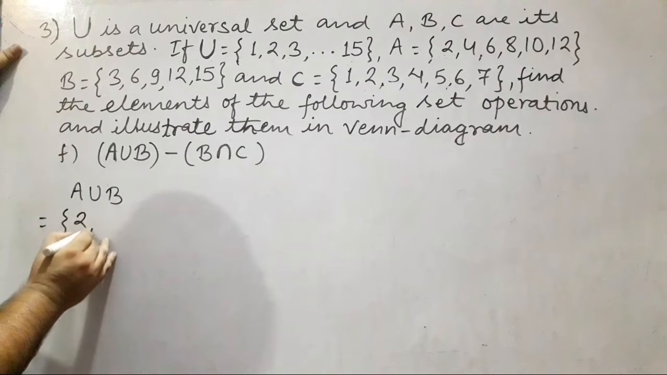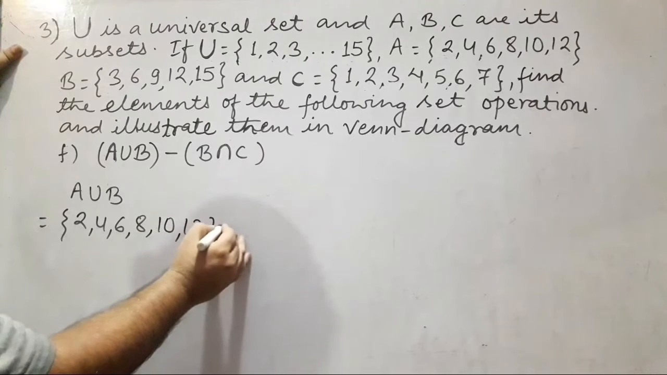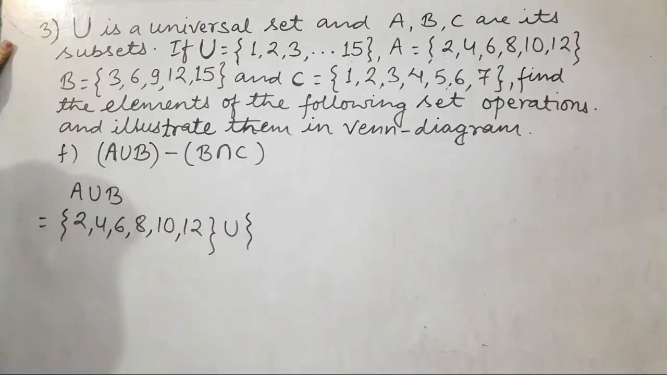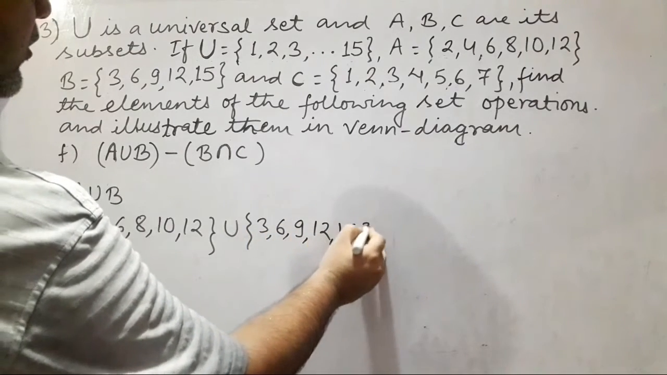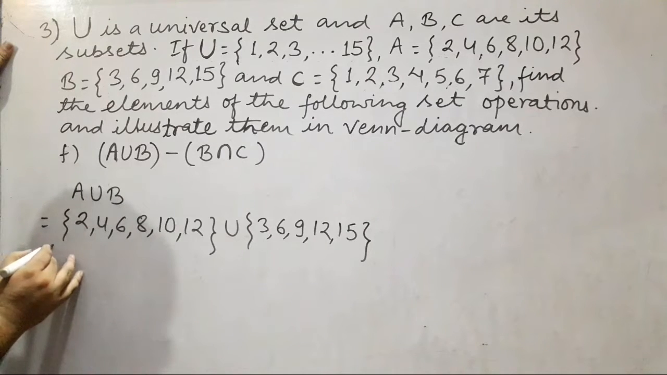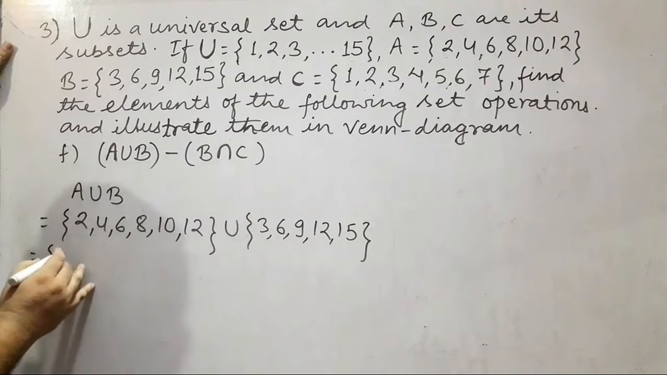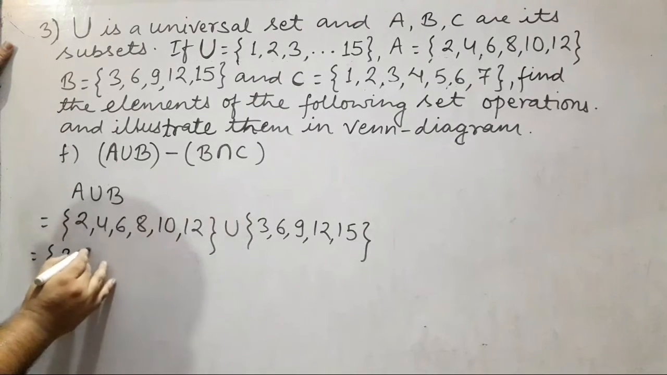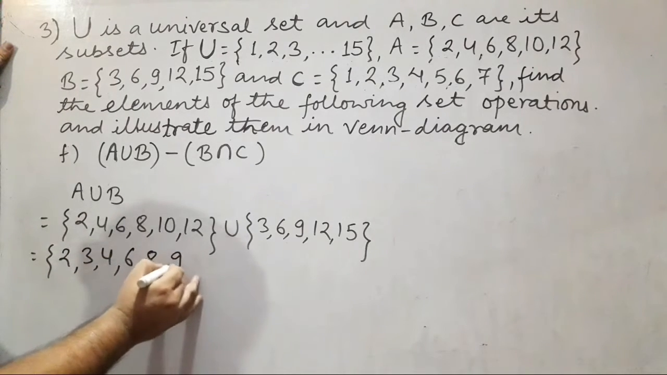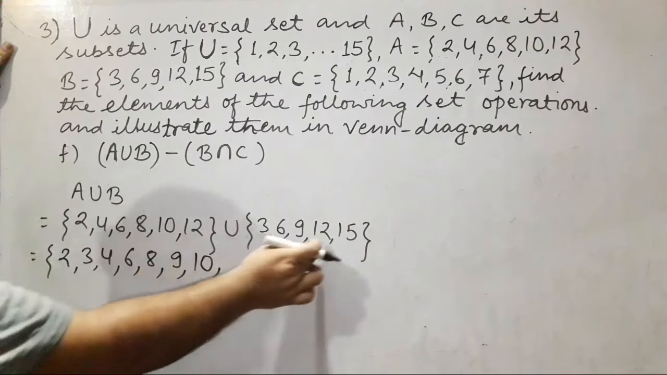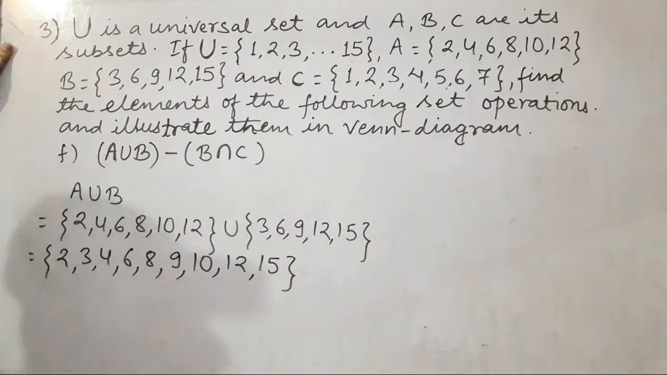The elements of A: 2, 4, 6, 8, 10, 12. Union. The elements in set B: 3, 6, 9, 12, 15. Now, union means we have to write down all the elements: 2, 3, 4, 6, 8, 9, 10, 12 (only one time), and 15. Let's check whether we have written all the elements or not.